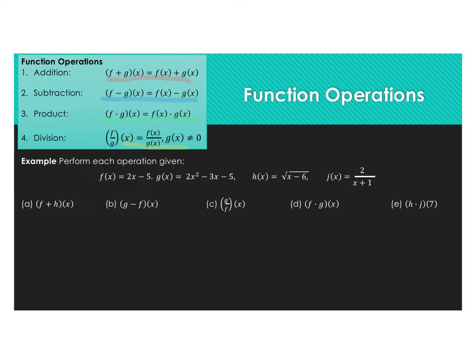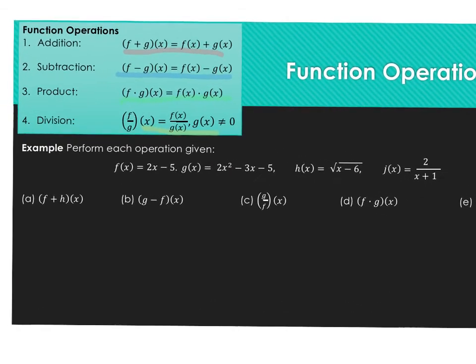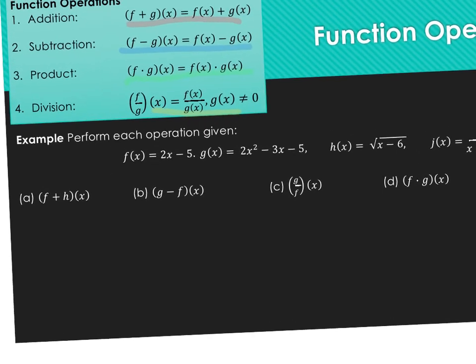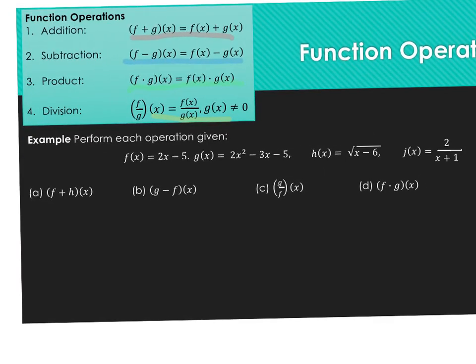So notice we have several functions. We have an f of x, a g of x, an h of x, and a j of x. And we're just going to practice doing these function operations. So if we look at the first one, we're going to take f plus h. I'm going to start off with my f function, which is 2x minus 5, and add that to the h function, the square root of x minus 6. Now this one is unique. I can't combine any like terms, so we're just going to stop there.